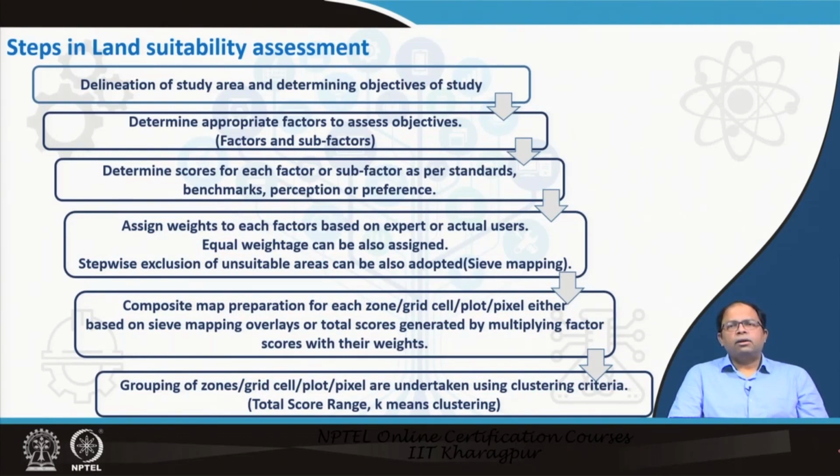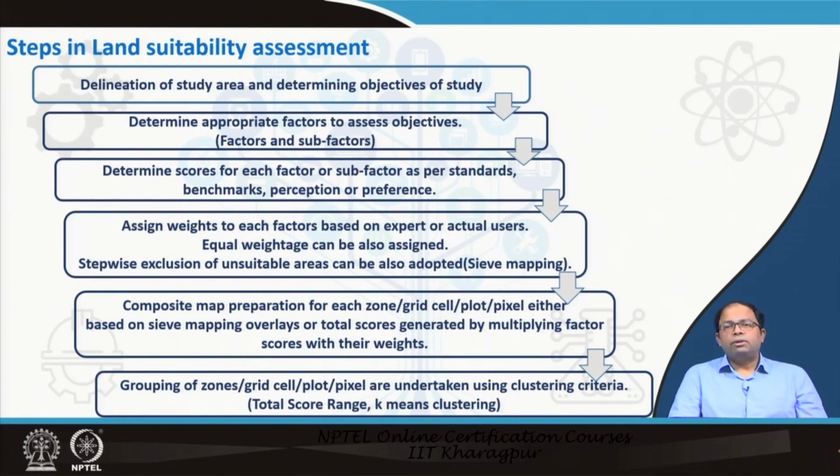The third way we can also do it is to go for a stepwise exclusion of unsuitable areas, and this is called sieve mapping. And by this process what it means is we create maps on different factors and themes, and we create exclusion criteria. Like for a particular purpose, probably slope beyond a particular value is not suitable.